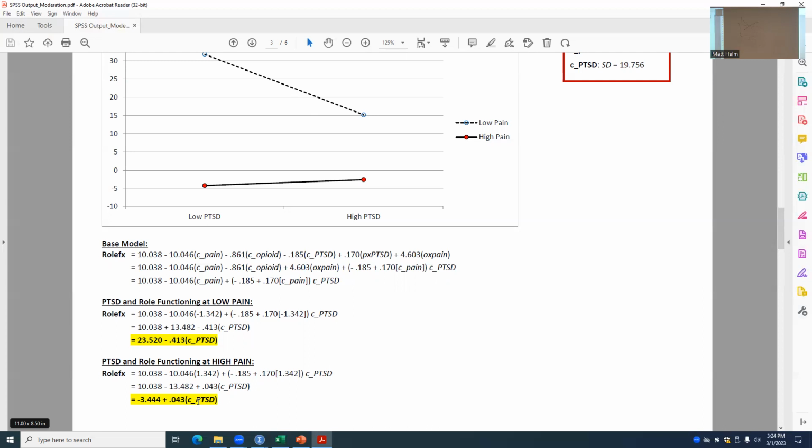Okay, at low pain, we're saying holding pain constant at 0. But here, what we've done is rescale pain so that 0 represents a standard deviation below the mean. If we do that, we find evidence for a negative association between PTSD and role functioning at low levels of pain. But if we play around with the pain variable and set that 0 point to a standard deviation above the mean, now all of a sudden we don't get an association.